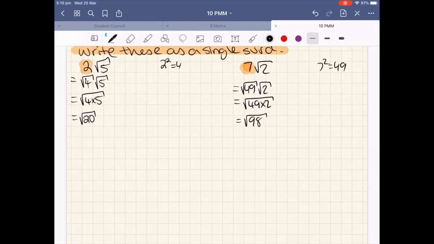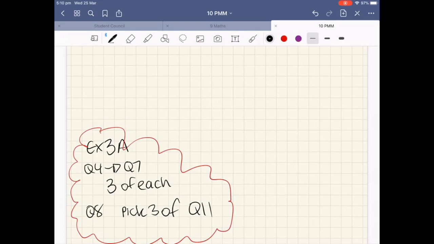Awesome. So guys, in terms of practicing this stuff here, the chapter is very repetitive. So if you head to 3A, questions 4 to question 7, I just want you to do 3 of each of those questions. There's about 9 or 15 of each. So just pick 3 of each of those types of simplifying surds. If you want a bit more of a challenge, head down to question 8 in the book for some problem solving and pick 3 out of the 6 questions in question 11 as well. Thanks everyone. Happy surds.